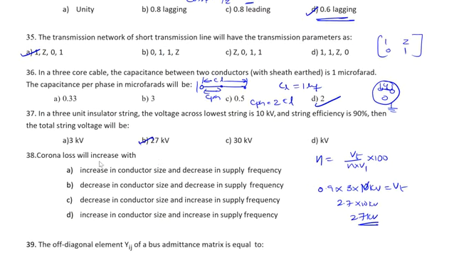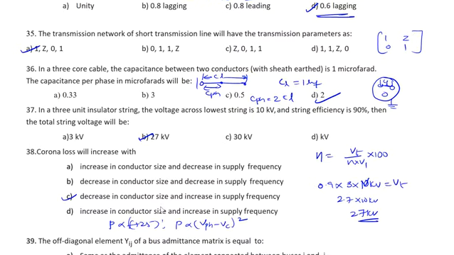Corona losses will increase with. Corona losses are going to be increased with the decrease in the conductor size and increase in the supply frequency. So why is that, sir? P is proportional to f plus 25 and P is proportional to (VPH minus VC) whole square. As we are decreasing the radius of the conductor, the VC value will decrease. As VC decreases, the (VPH minus VC) whole square value increases. So answer is C.